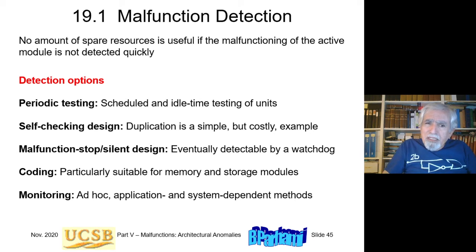You can have self-checking design. Modules are self-checking and self-testing so that they can identify their own problems as they're running computations. You can design modules to be malfunction-stop or malfunction-silent, meaning whenever something goes wrong with them, they shut down. So they never mislead other units by sending corrupted data, bad data. They just shut down. And that's a better situation than if they continue running and supply incorrect data to other parts of the system.